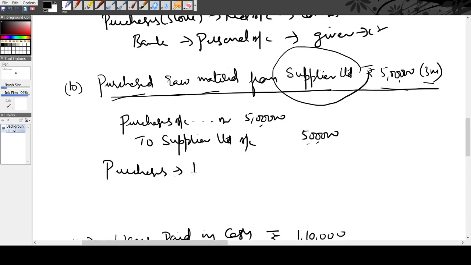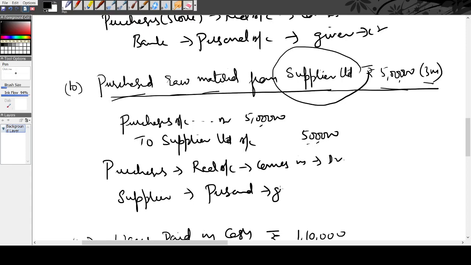Purchases, real account, comes in, debit. Supplier, personal account, giver, credit.